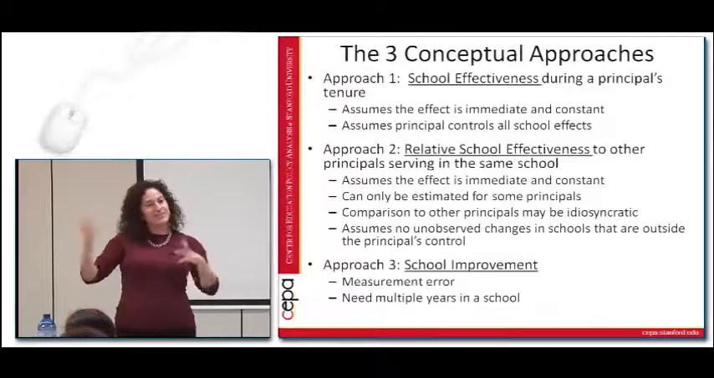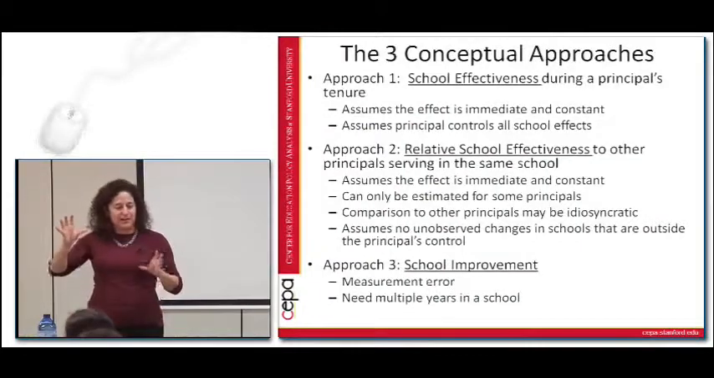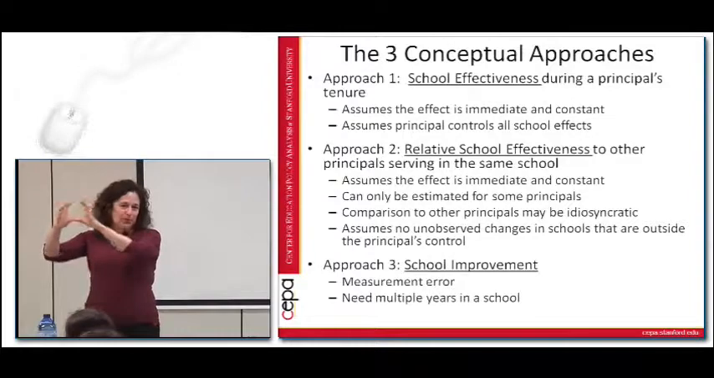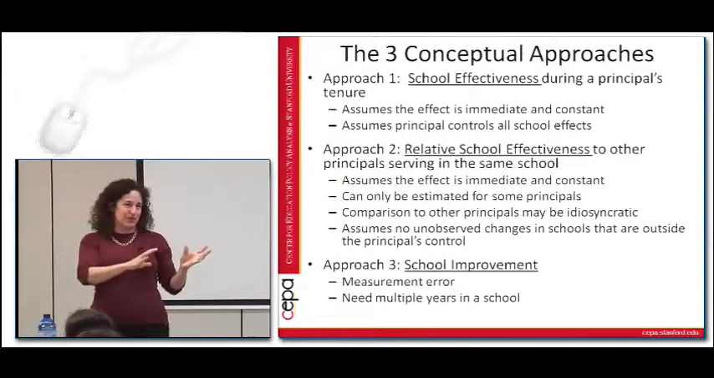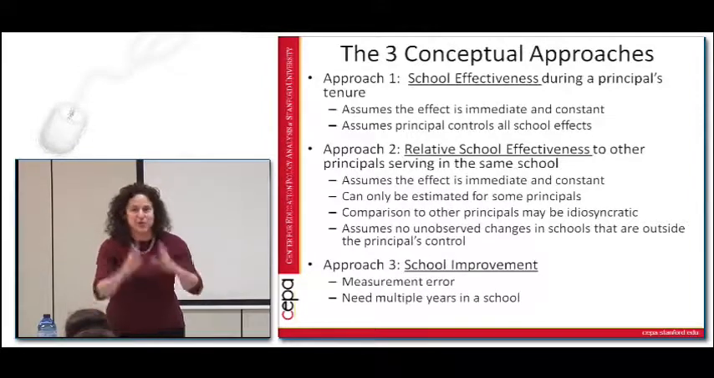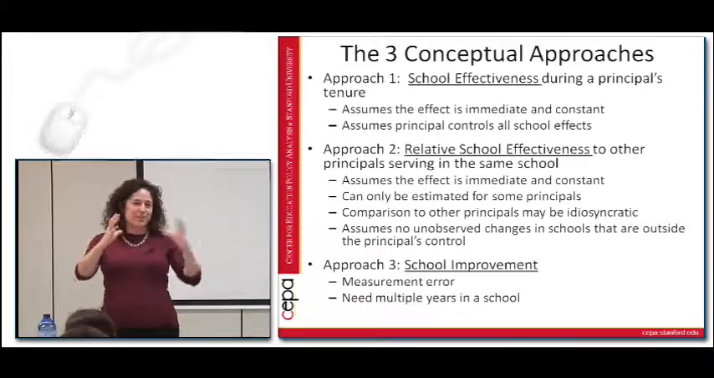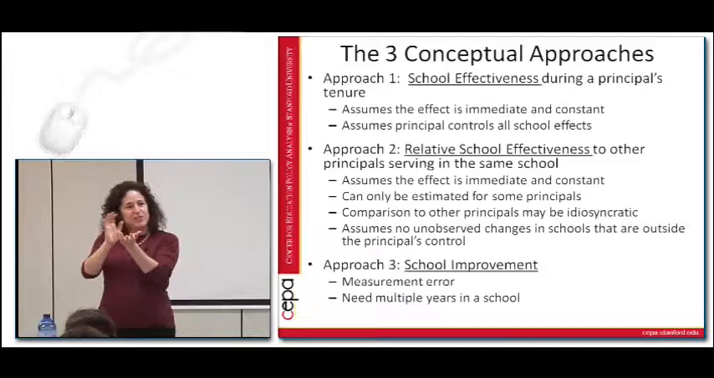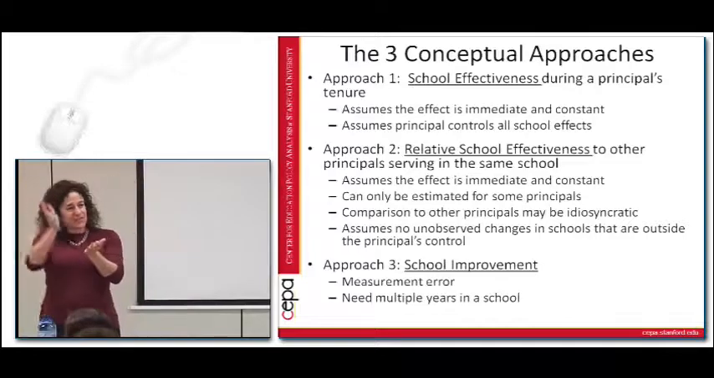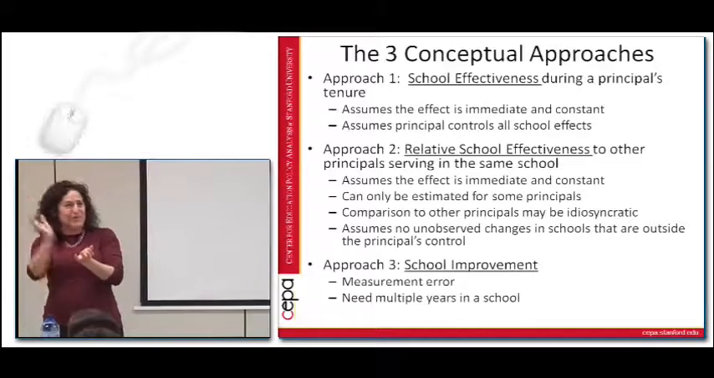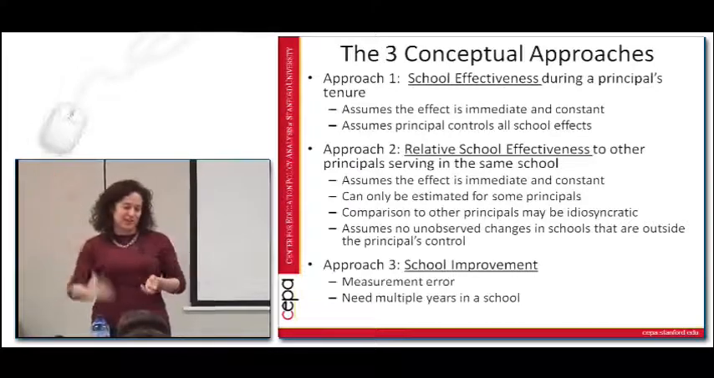The second model does that, but just compares the principal to other principals who have served in the same school. So you're only compared to those groups. And then the third one does something very similar, except that for each principal, it estimates a time trend. So whether that learning is increasing over time.